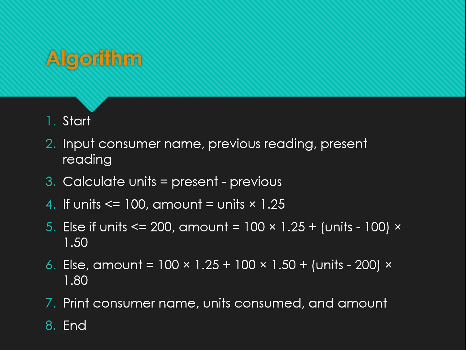Step 6. Return the calculated amount to the main method. Step 7. Display the consumer number, consumer's name, the units consumed, and the total amount in the required format. Step 8. End the program. This algorithm ensures a clear and systematic approach to solving the billing problem with proper use of function, input-output handling, and conditional logic.